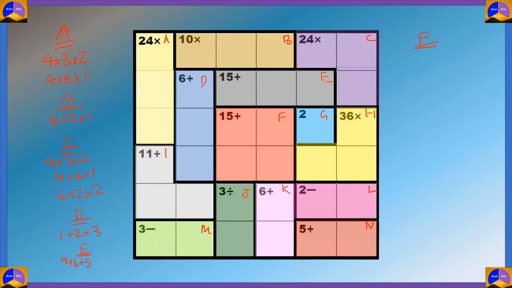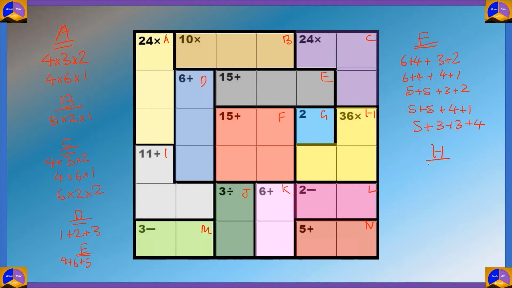Even though cage F has the operation addition and the result as 15, it has 4 cells while cage E has 3 cells. So, the options will differ. So, the options are 6 plus 4 plus 3 plus 2, 6 plus 4 plus 4 plus 1, 5 plus 5 plus 3 plus 2, 5 plus 5 plus 4 plus 1, 5 plus 3 plus 3 plus 4, then that's it. Now, we'll discuss cage G after discussing the other cages.